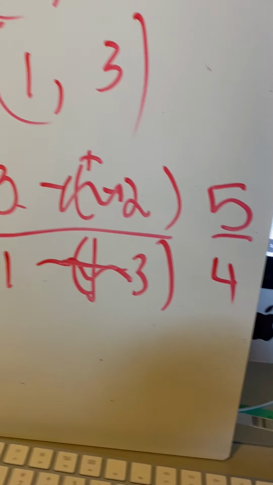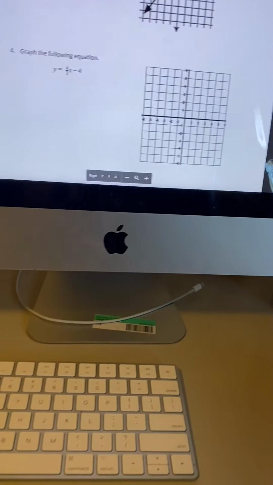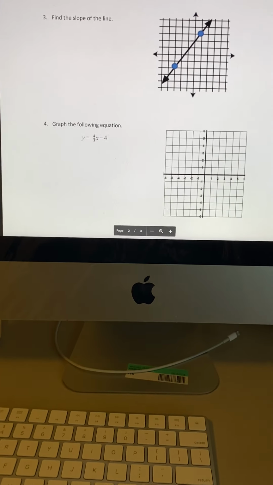That's how you can find the slope. If you've got the graph, you can just count up and over, okay, or down and over. If you don't have a graph and you just have the ordered pairs, it's like that guy right there.